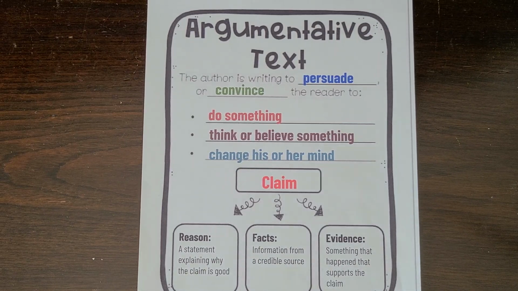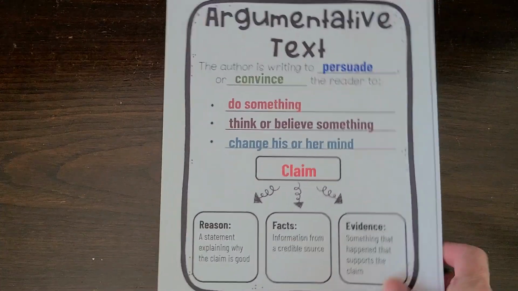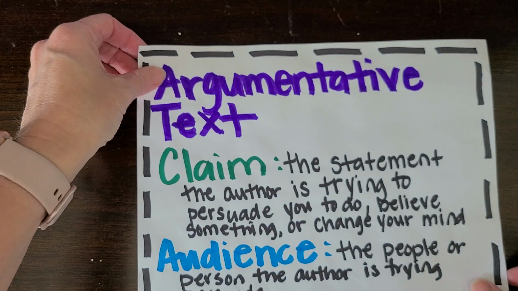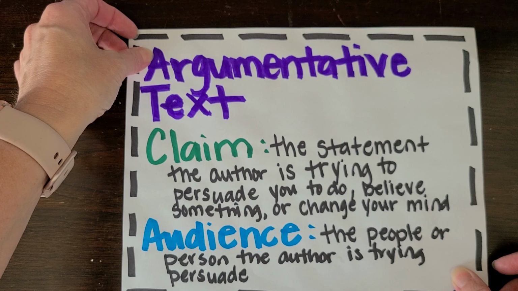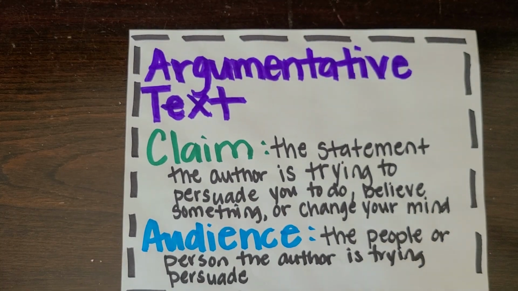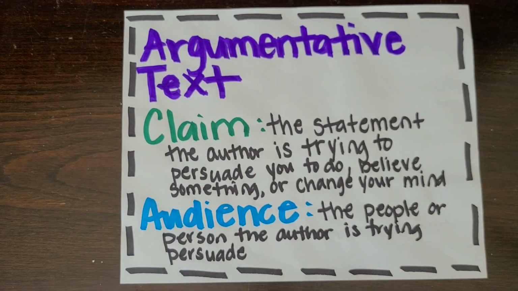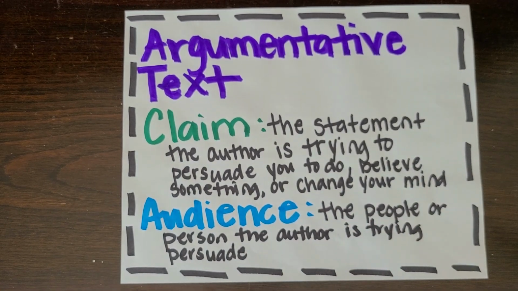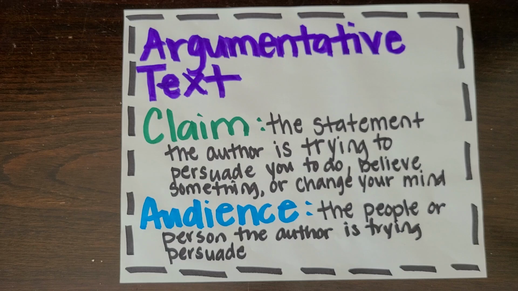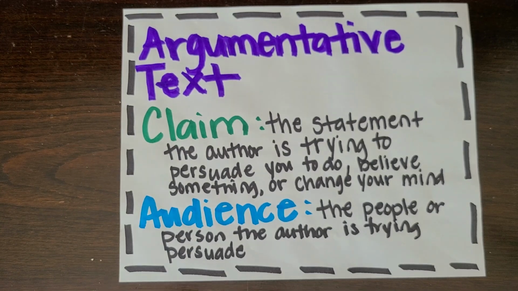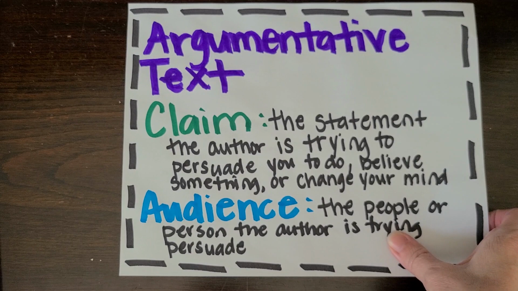So real quick, let's review what a claim is. A claim is the statement the author is trying to persuade you to do, believe something, or change your mind about something. And the audience, the person that the author wrote the text for, is the people or the person that the author is trying to persuade to do something, believe something, or change their mind about something. Okay, so that's a real quick review of argumentative text.